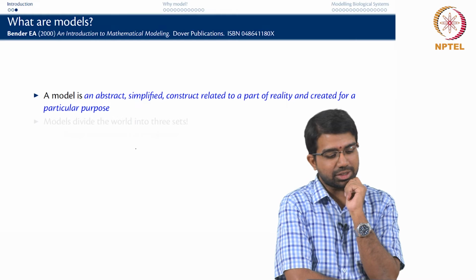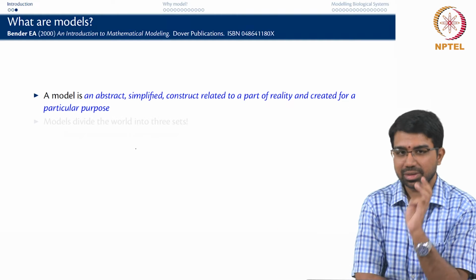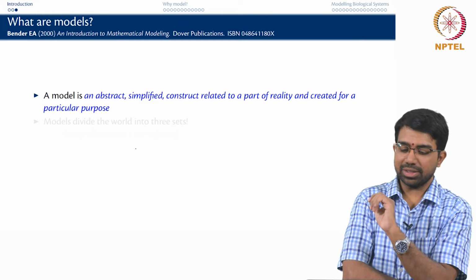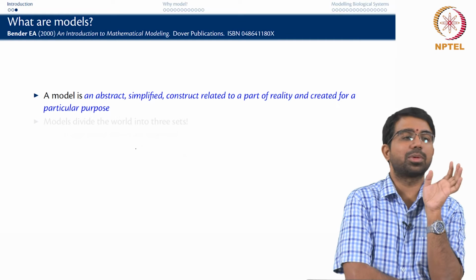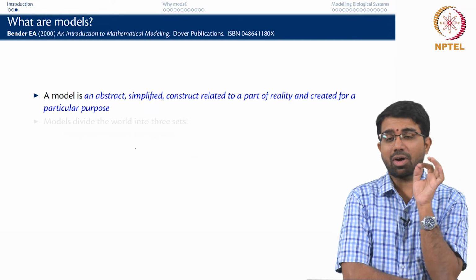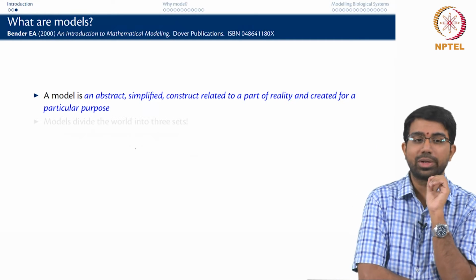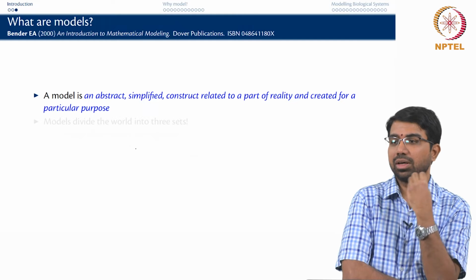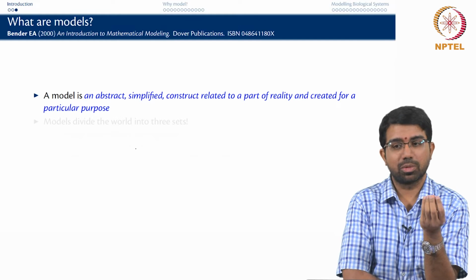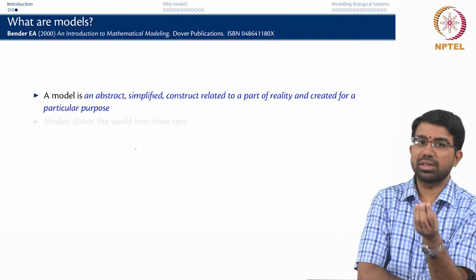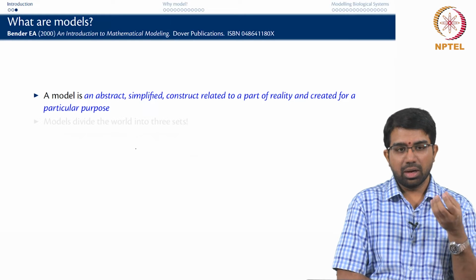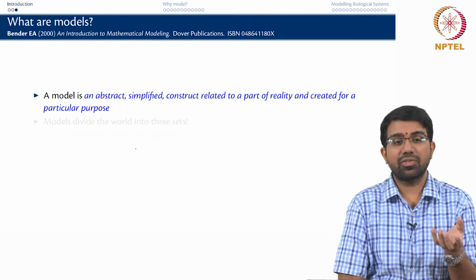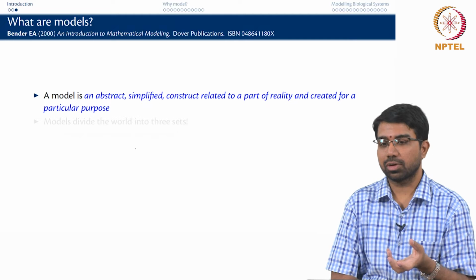So, a nice definition is: a model is an abstract, simplified construct related to a part of reality and, very importantly, created for a particular purpose. This is a common error that one often encounters when you see papers being published about models, or when you enter a modeling exercise, is that you are not careful about what purpose a model should be used for.